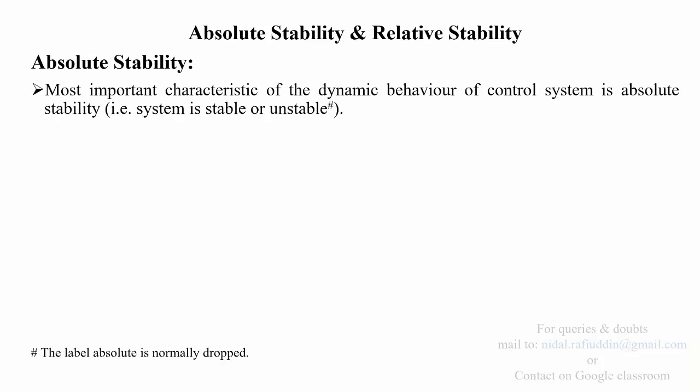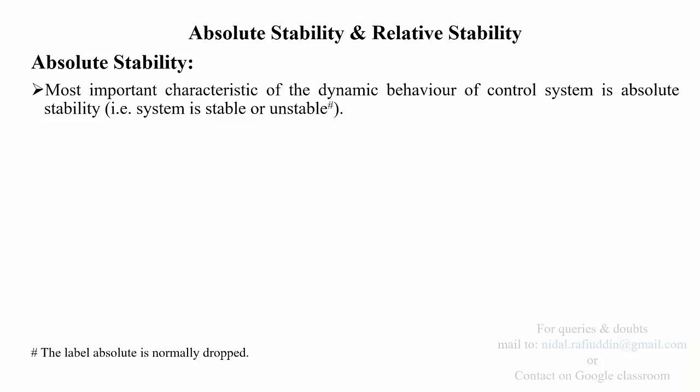So stability can be studied in two sub parts, one of which is called absolute stability, the other is relative stability. So we first talk about absolute stability. This is the most important characteristic of the dynamic behavior of any control system, and it in fact tells about the system stability or instability. So when we say that a system is stable, let's say we're given two systems and we say both of them are stable, by this we mean the system is absolutely stable.